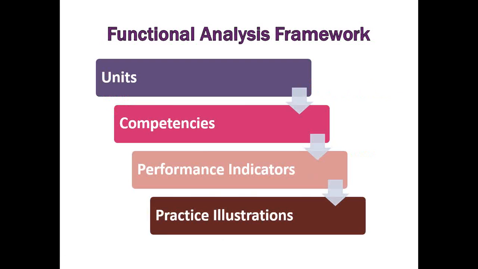And this is the new Essential Competencies Framework. So at the top we have units, and this is a set of competencies with an overarching statement. Then we have competencies, and these define the knowledge, skill, and judgment across all practice areas. Performance indicators are action statements, which describe how the competency is measured and observed. And then finally, we have practice illustrations, and these are just detailed examples of performance indicators.